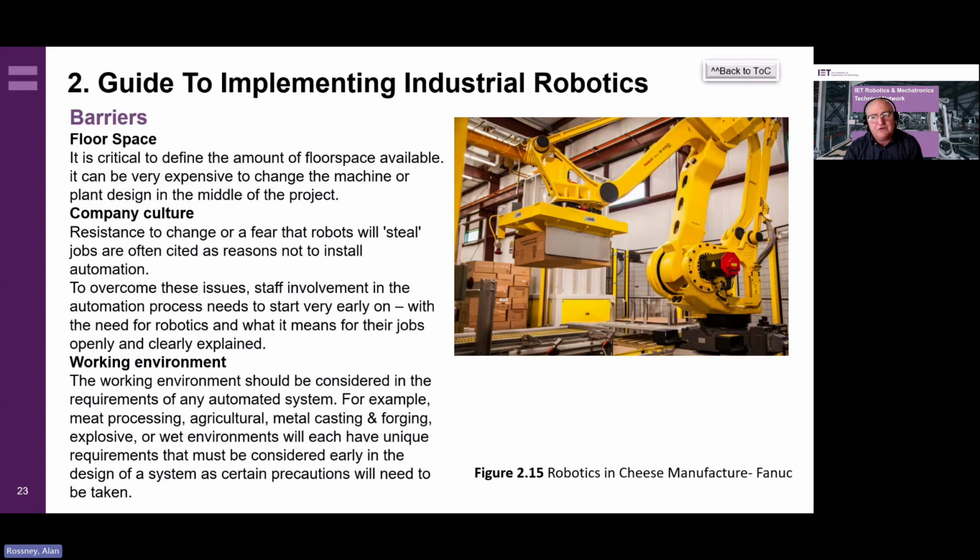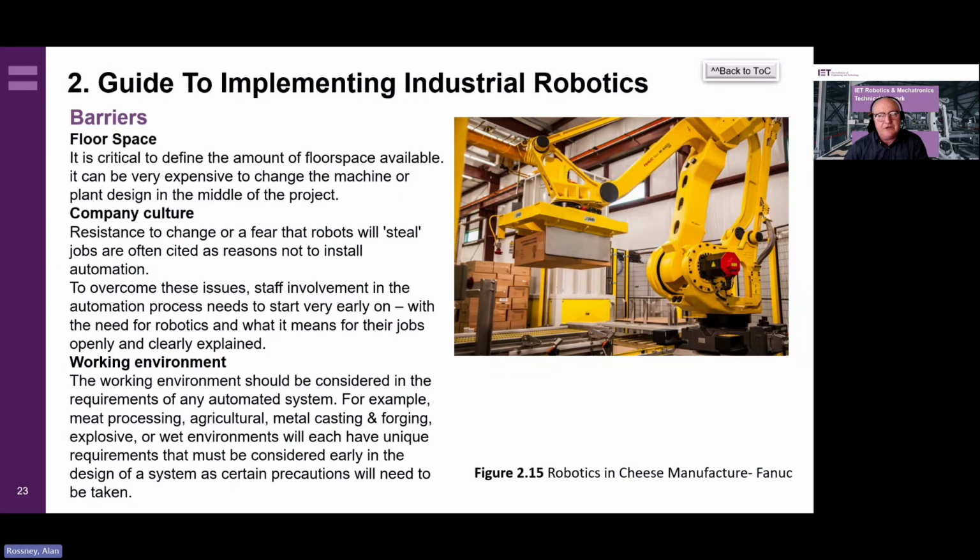So to overcome that, staff involvement in the automation process needs to start very early on, with the need for robotics and what it means for their jobs openly and clearly explained. So that ties in with the Toyota way of automation, where it's human automation, the integration of human activities with automation that's important, and it needs to be human-centric.